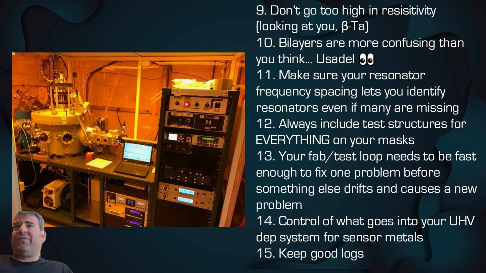Make sure your resonator frequency spacing lets you identify resonators, even if many are missing. This is really important. A lot of times you'll design a mask, and you'll measure like 7 resonators, but there should be 14. And so then you have to figure out what you're looking at, and that can be really hard. So think a lot about your frequency coding before you design your resonator, so that even if resonators are missing, you can figure out what's what.